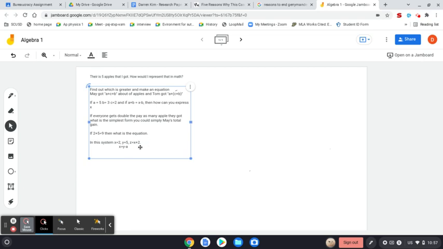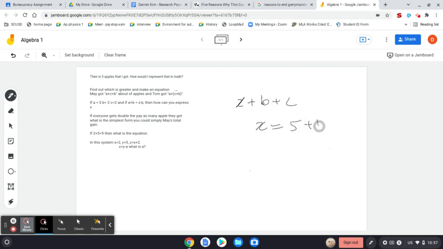Okay, so I'll write what is a here. What is a? The reason for this is that I want them to know that if there were two equations like x plus b plus c, and you have x equal 5 plus b, this x and this x should be the same, as long as it's in the same system. So that's the point of that question.